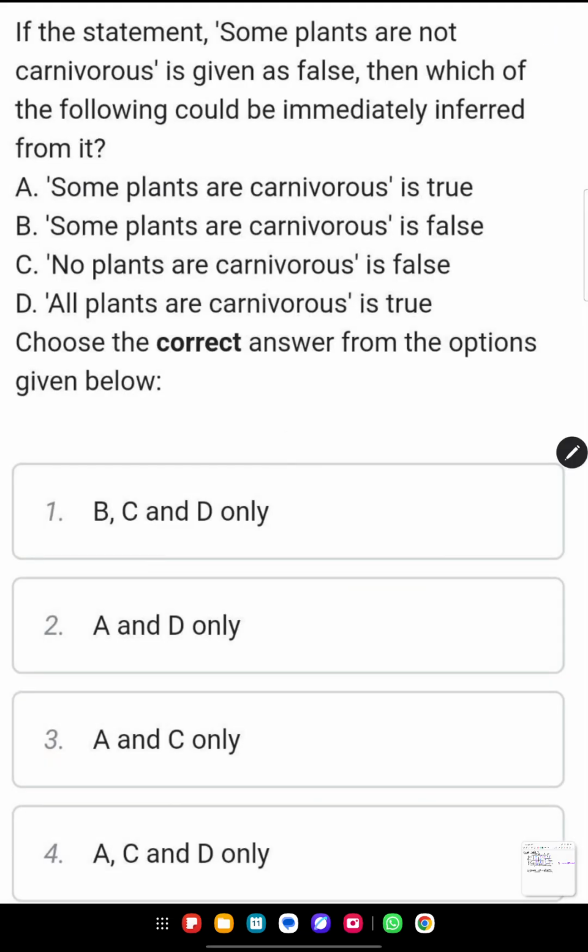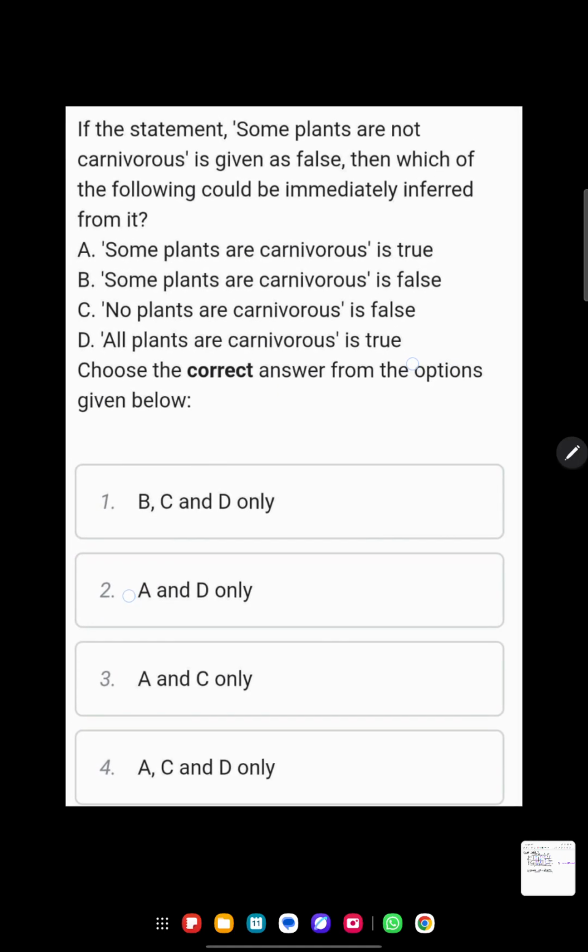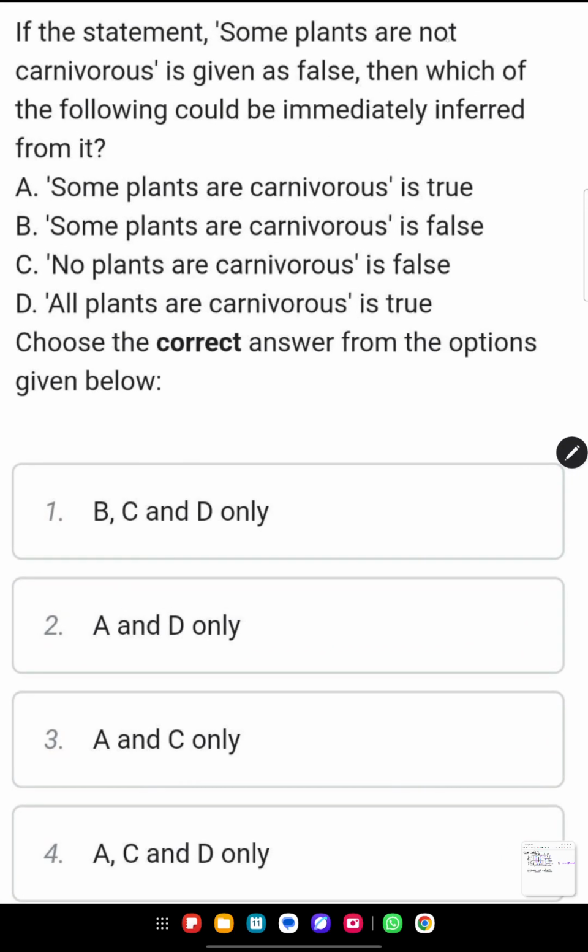Logical equivalent. Yeah, so we got the problem. See, some plants are carnivorous, some plants are not carnivorous. "Some plants are not carnivorous" is given as false. So "some not" is given as false. So it is which kind of statement? O kind of statement. O kind of statement is false. Then which of the following can be immediately inferred from it? That is what they are asking.